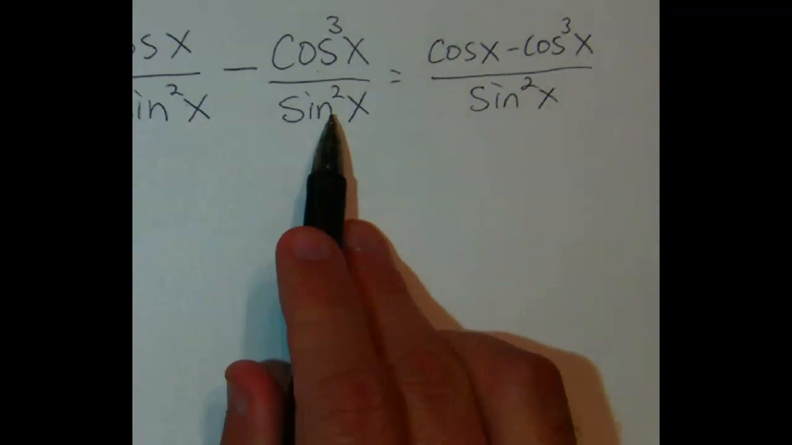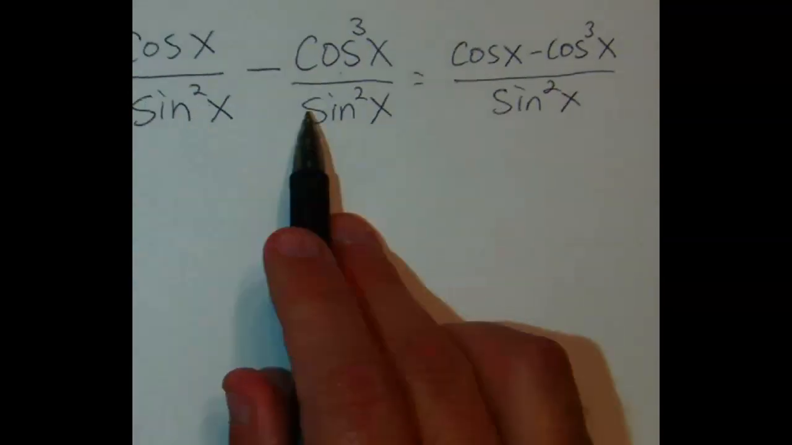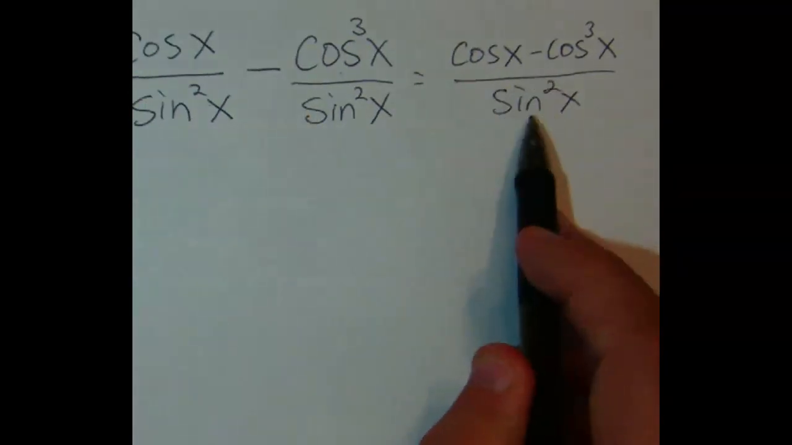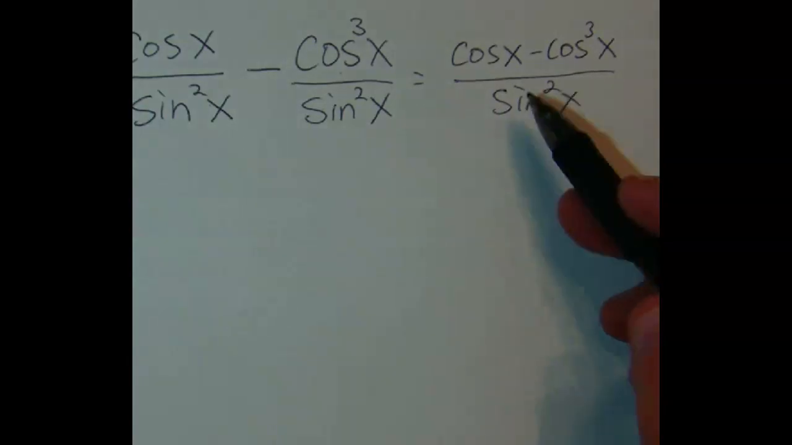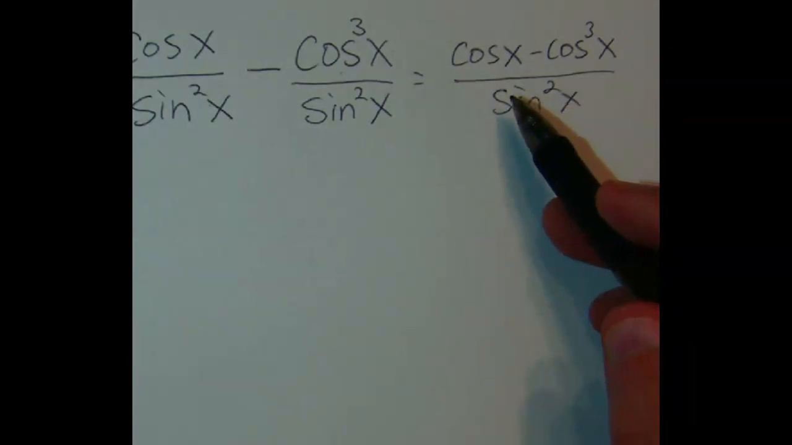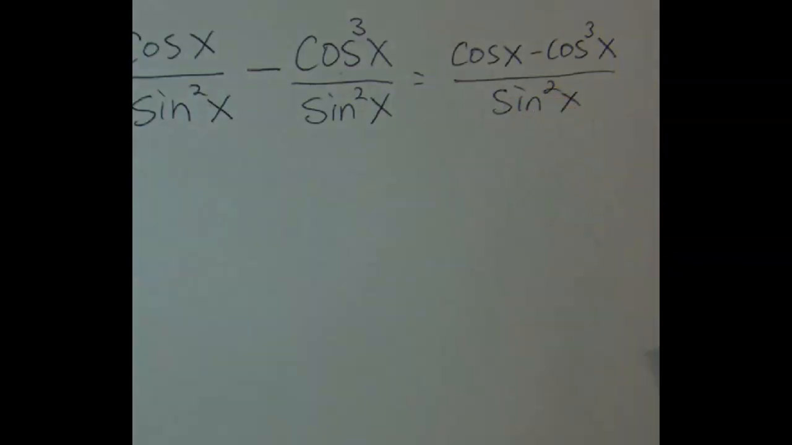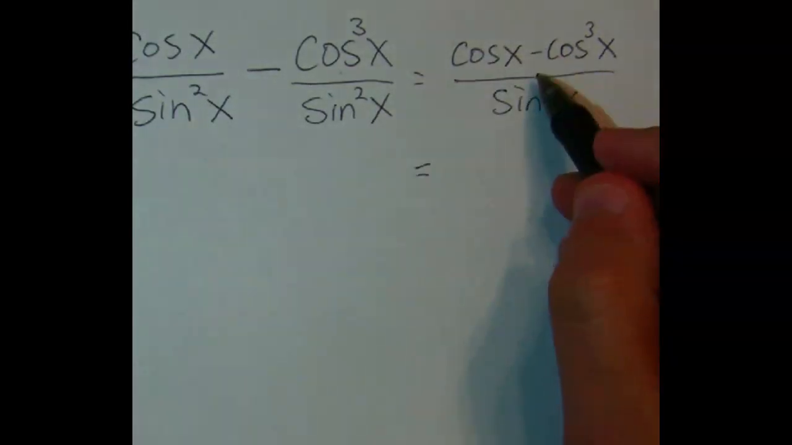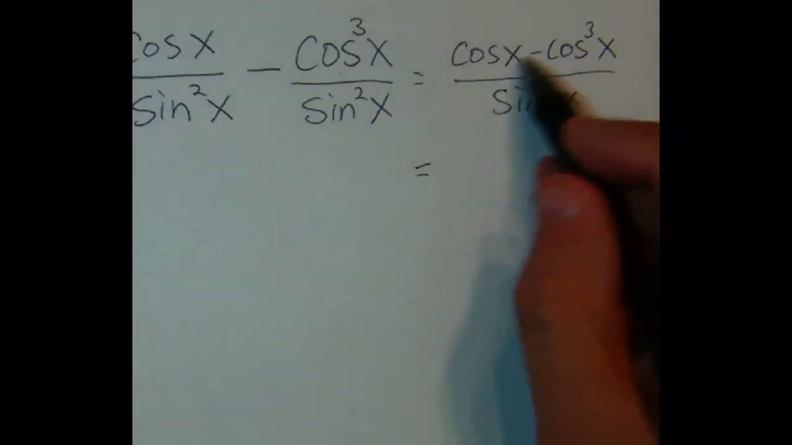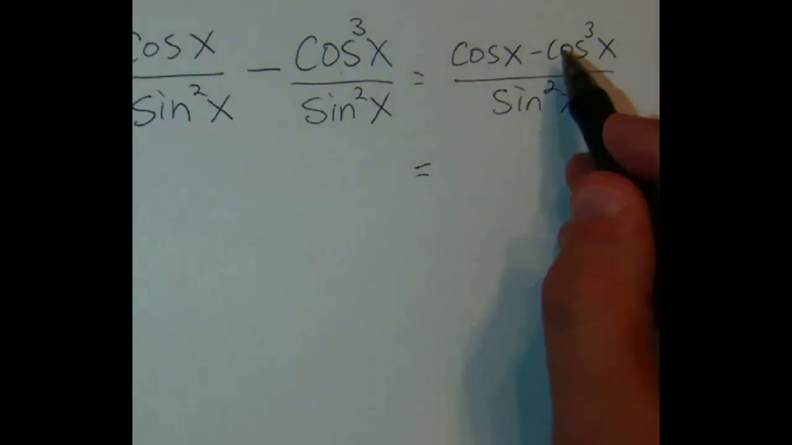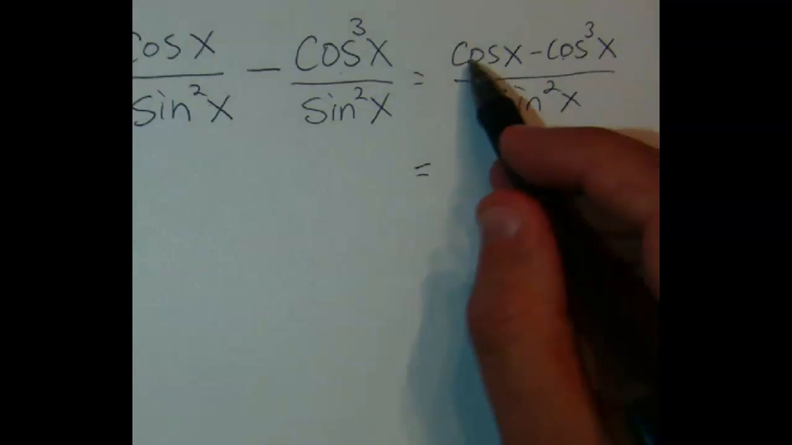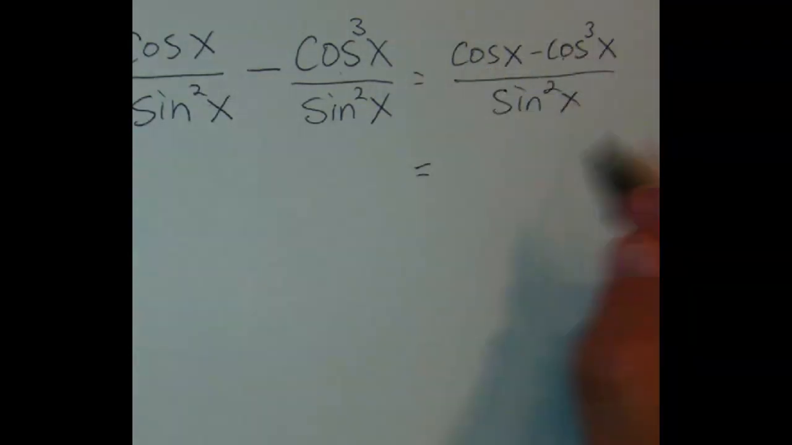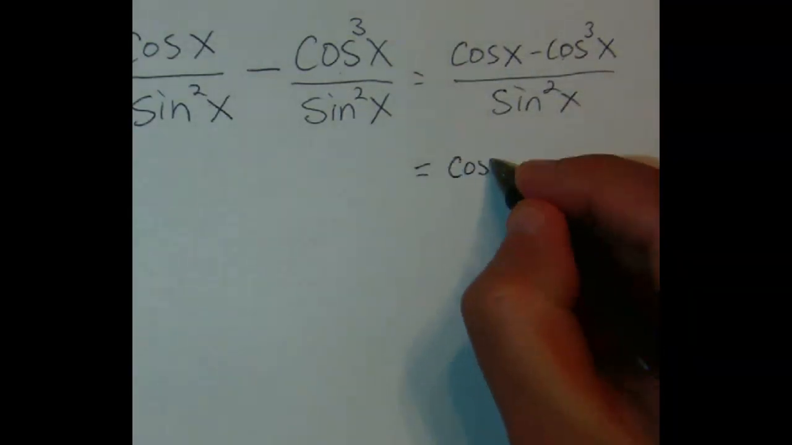If you have the same denominator, you can just make it into 1. And there we go. So we're going to simplify this using our trig identities and see what we get. Well, first of all, this one uses something from lesson 5A, where we had to factor out. Notice we have a cosine x here and a cosine cubed x here. So what do we have in common? We have a cosine x. So we're going to factor it out.